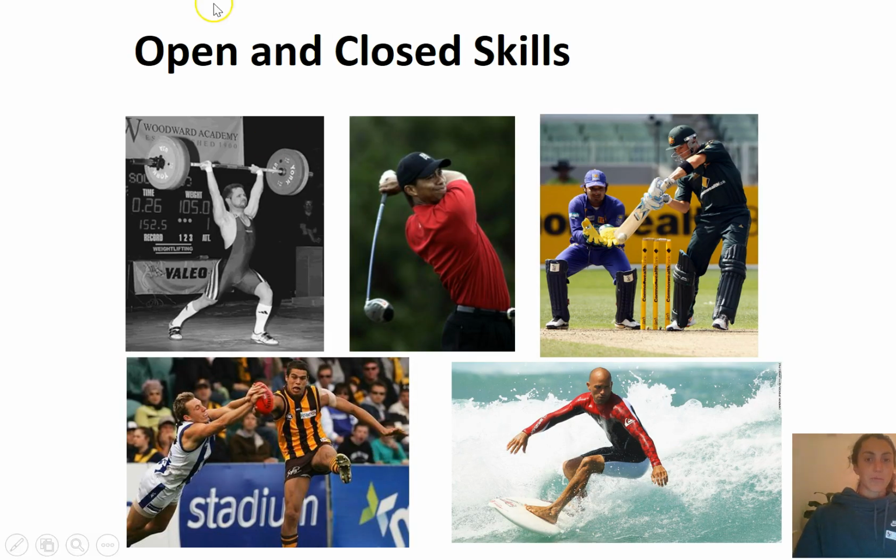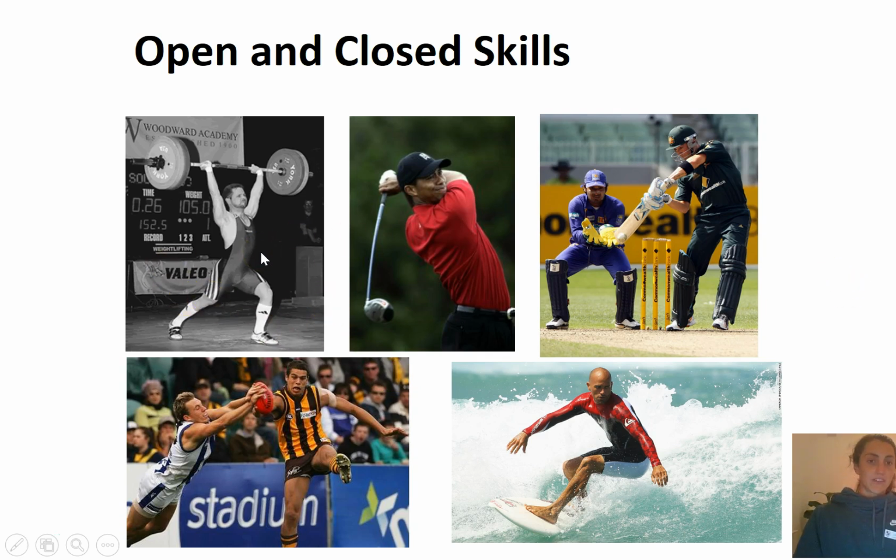So here's some examples of open and closed skills. So we've got a weightlifter, golf, a cricketer, a batsman particularly hitting, football, obviously having a shot at goal, and surfing. So you can think about whether some of these are open or closed.